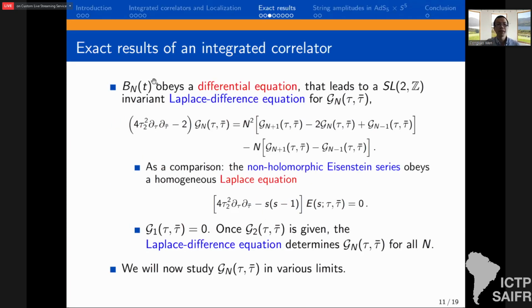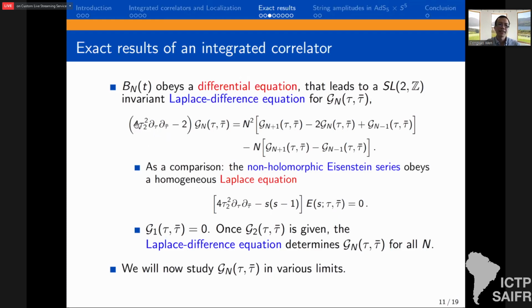Another important property of this rational function is that it obeys a second order differential equation, very much like this one. And that differential equation can be translated into a differential equation for the integrated correlator itself. We call that a Laplace difference equation, since it's an equation that relates the correlator for SU(N) theory with the correlator of SU(N+1) and SU(N-1).